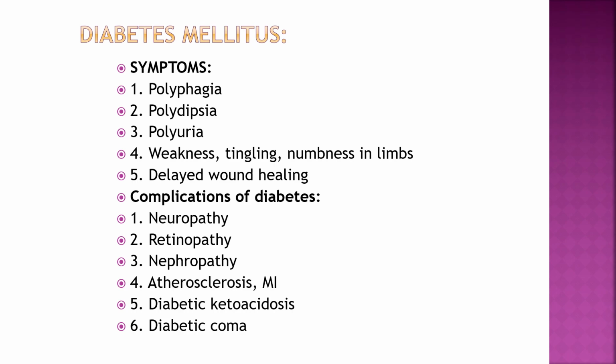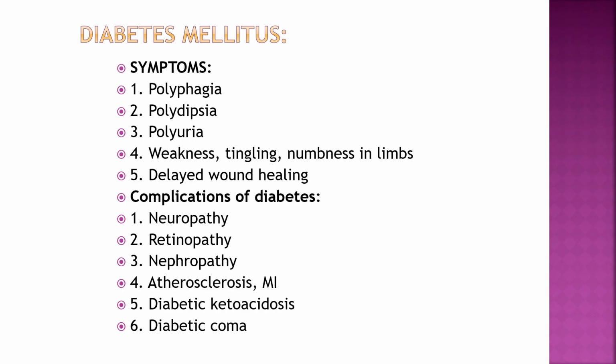In diabetes mellitus, the patient gives symptoms of polyphagia, that is increased craving for food, then polydipsia, that is increased thirst for water, and polyuria, so increased frequency of urination. And the patient also gets the symptoms of weakness, tingling and numbness in the limbs.